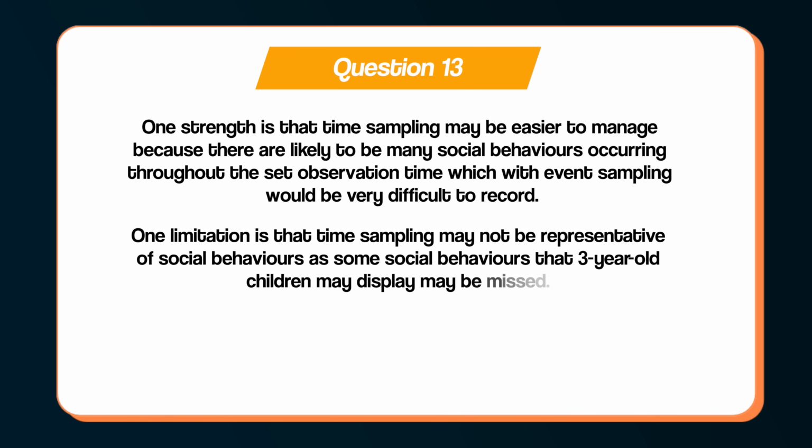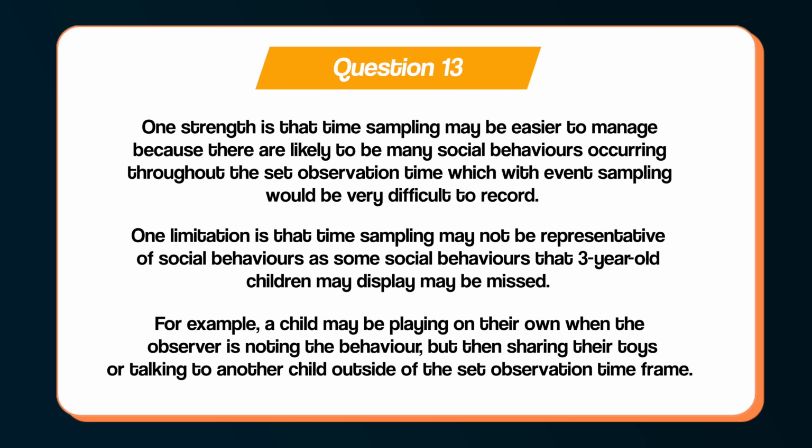One limitation is that time sampling may not be representative of social behaviours, as some social behaviours that 3-year-old children may display may be missed. For example, a child may be playing on their own when the observer is noting the behaviour, but then sharing their toys or talking to another child outside of the set observation time frame. Note once again the careful application of the knowledge to the scenario in those answers.